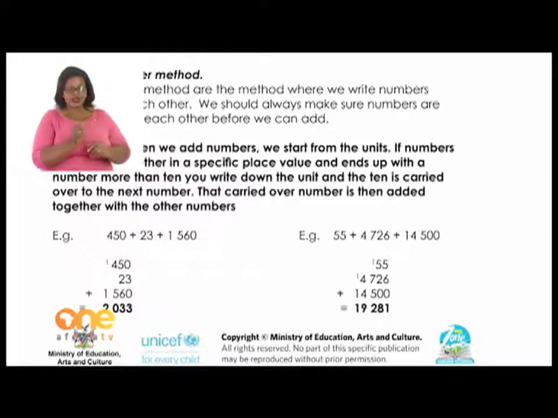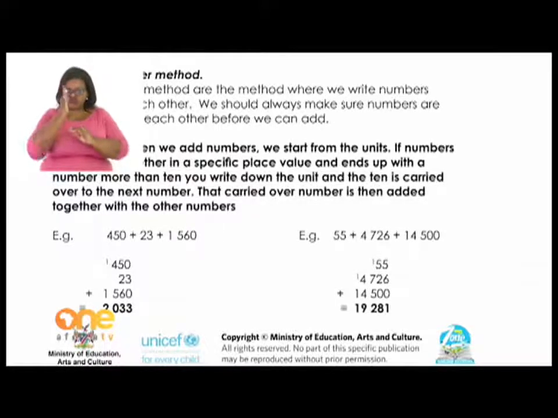And then we add our 10,000s. There's nothing carried over, and we only have 1 ten thousand, and 1 plus nothing equals 1, and our answer is 19,281. So that is pen and paper mode. The most important thing here, guys, is to make sure your numbers are written correctly underneath each other.